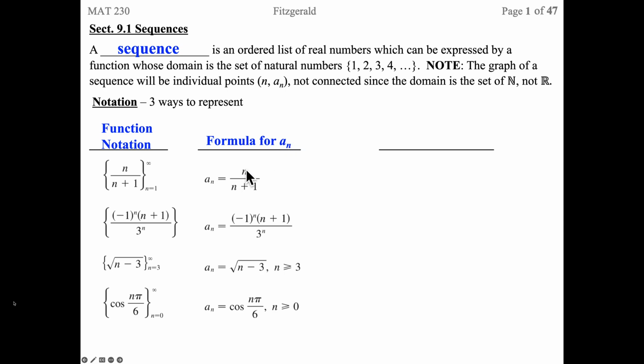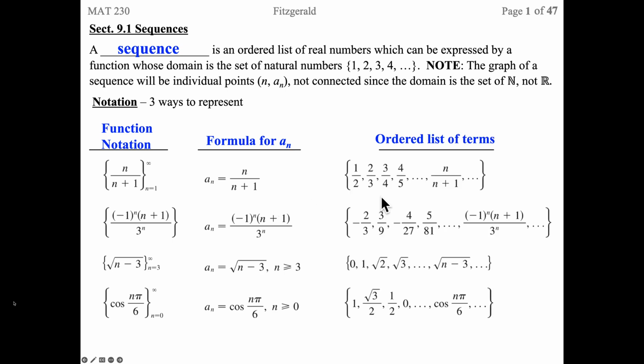Formula for a sub n, this is the most popular one to use. It's assigning this inside sequence function to an actual function name, kind of like having f of x is equal to x over x plus 1. And then the ordered list of terms where they'll give you usually 3 or 4 terms within your ellipse dots and then give you the function notation after that.